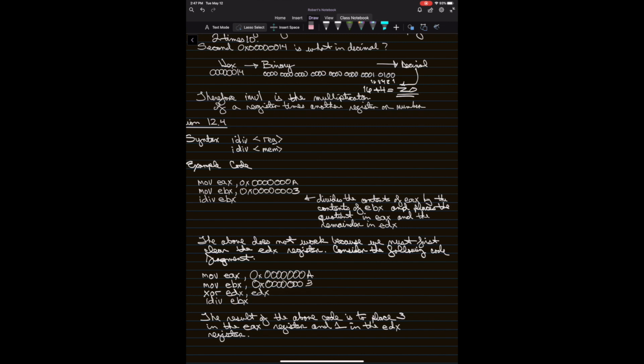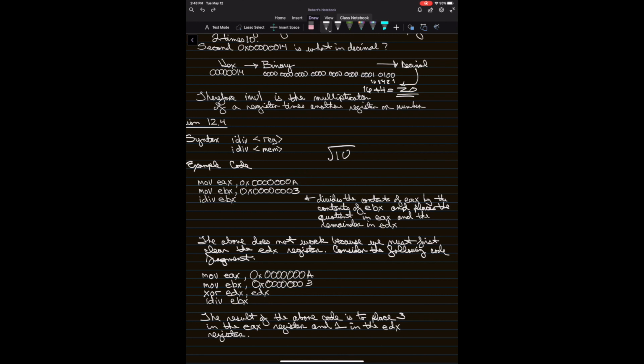Now notice that IDIV has just this one register. What this is doing is basically saying, what is EAX divided by EBX? It would be the same thing as me saying, let me write this down here, what's 10 divided by 3? That's in essence what's happening over here: what is the number inside the EAX register divided by the number in the EBX register?